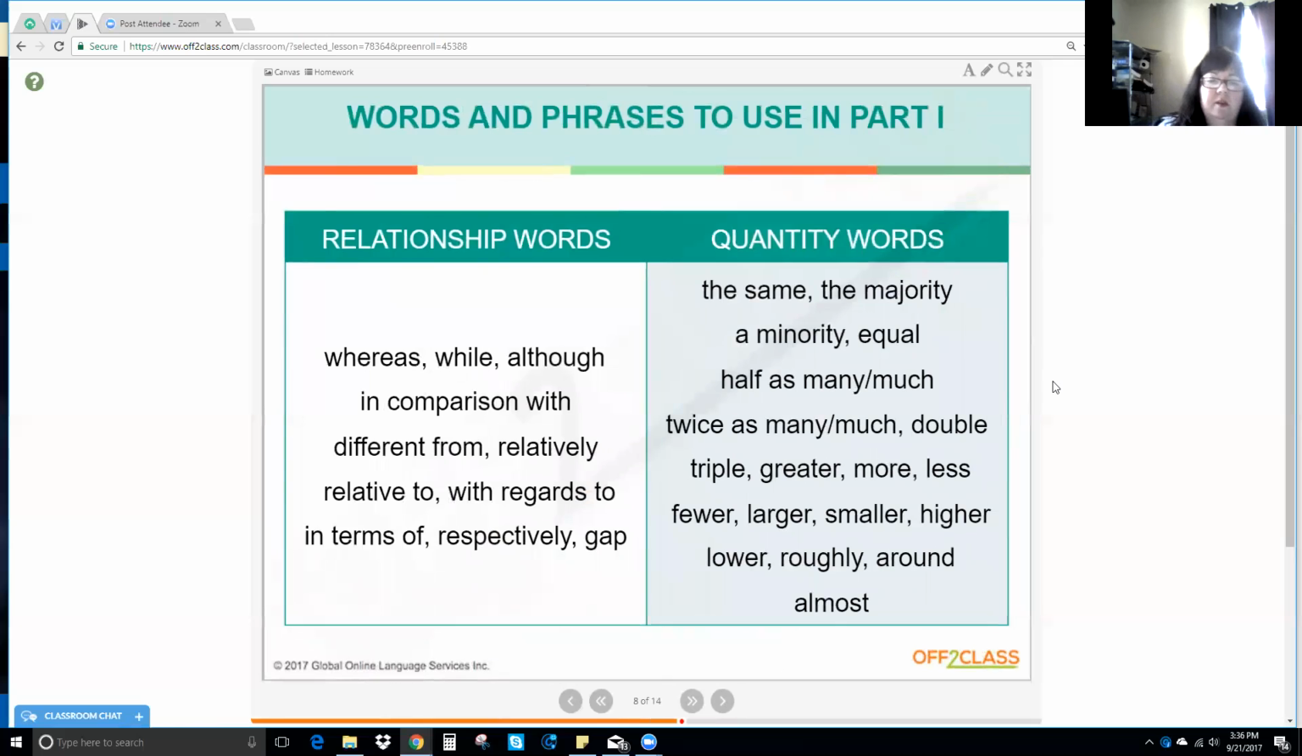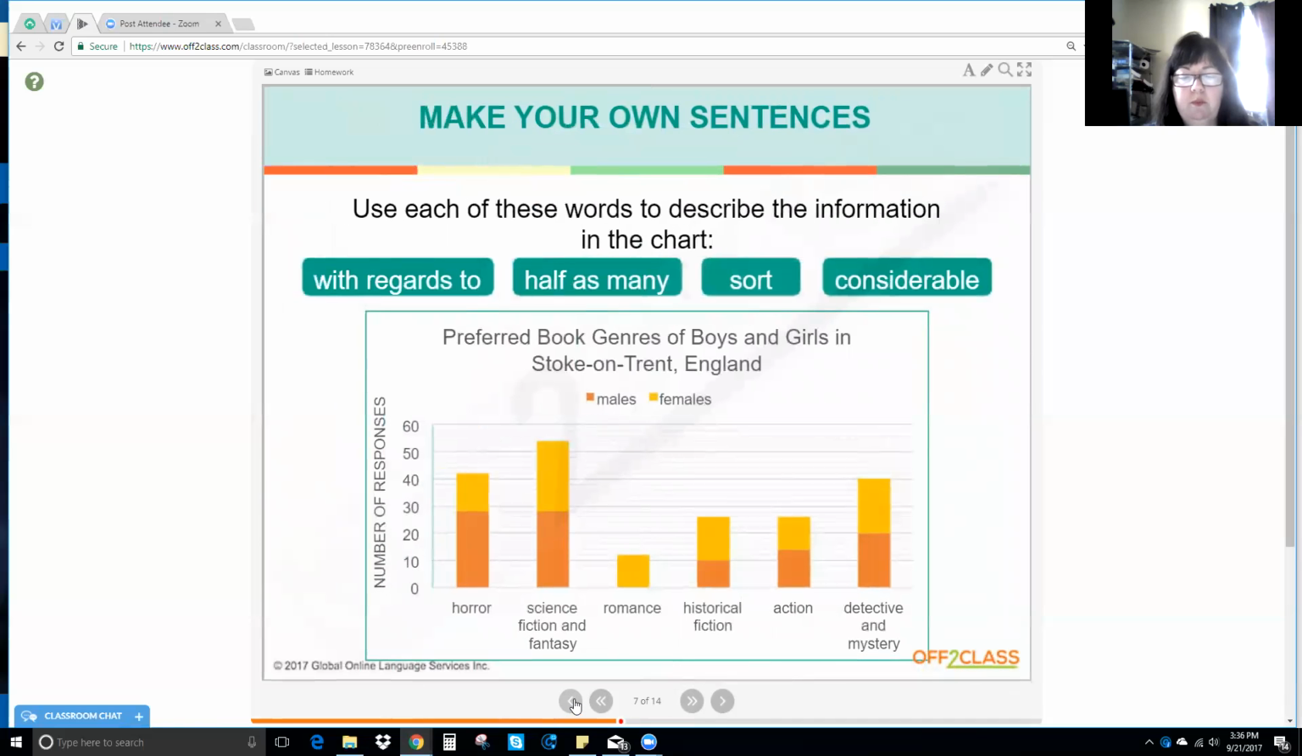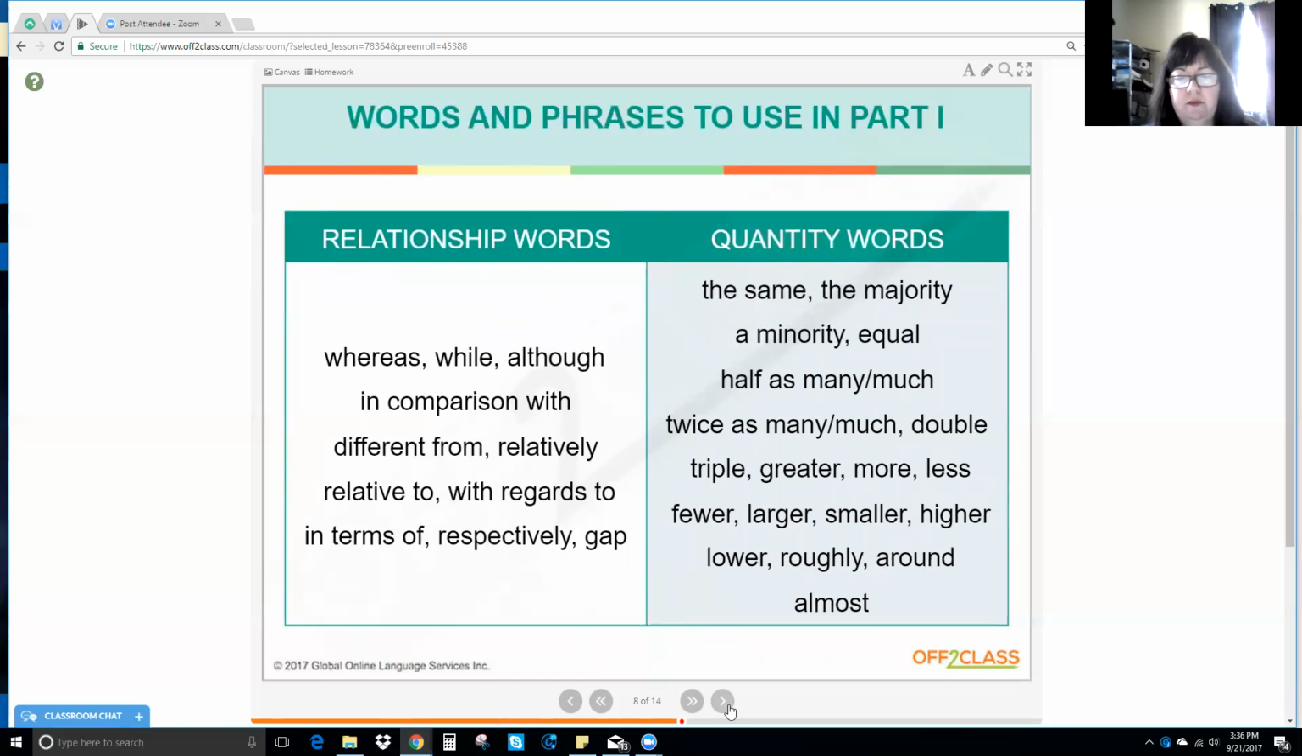All right, so it's important that we understand these relationship words thoroughly. This is the most important vocabulary for you to learn if you do not already know this before preparing for the IELTS. Words like whereas, while, although, in comparison with, different from, relatively, relative to, with regards to, in terms of, respectively, and gap. What's gap? A gap would be a difference, or a lacking.